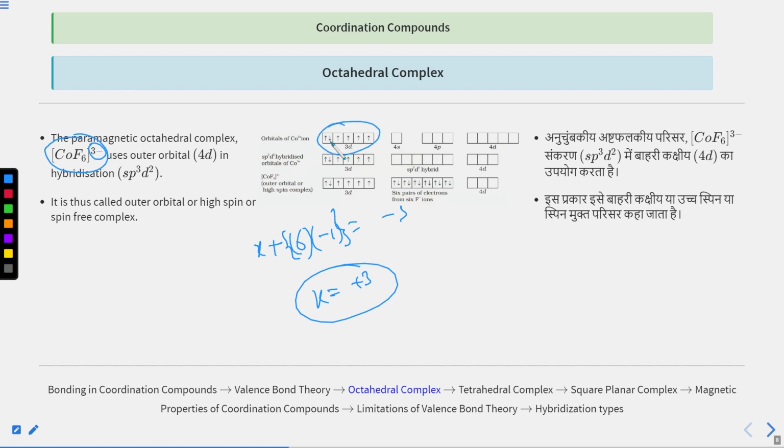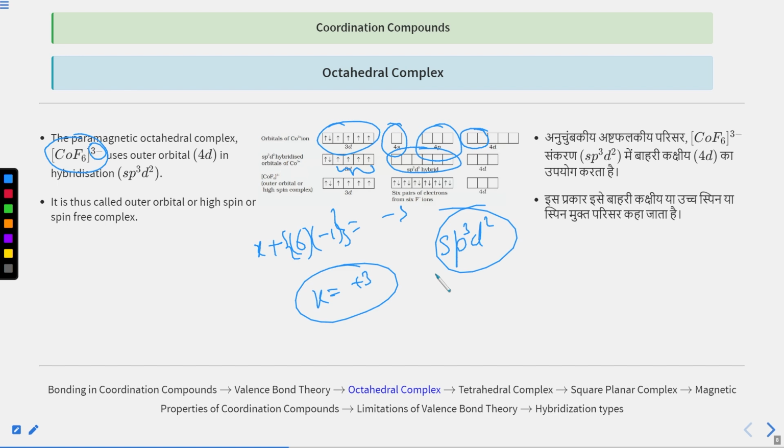So it will have d6. Now this fluorine ligand is not capable of pairing these electrons. So it will not pair them up, they will remain as they are. Therefore, as a result, the 4s orbital, the 4p, and the d orbital of the fourth shell, and not the third shell, take part in hybridization, and it results in a new set of orbitals, that is sp3d2. Now in this case, the outer d orbital is involved, so it is called an outer orbital complex.